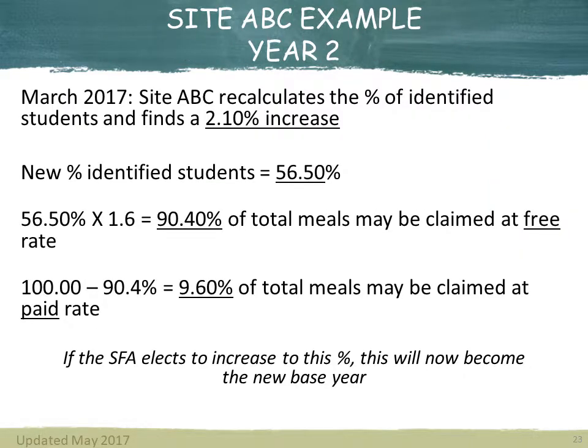Okay, so then we have a change. So site ABC recalculates the percent of identified students and finds an increase. So now your new percentage of identified students is 56.50. So then they decide, okay, it's probably worth it. Let's reestablish. So we've got that 56.50 times the 1.6 gives us 90.40% of our total meals claimed as free. So if this was me, I would have reestablished. Why not, right? Your numbers are slightly better.